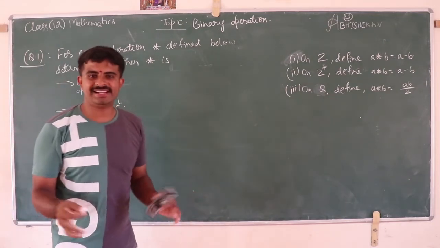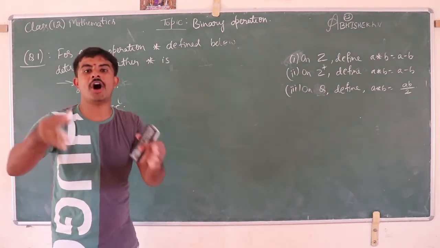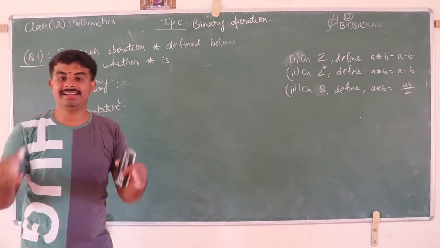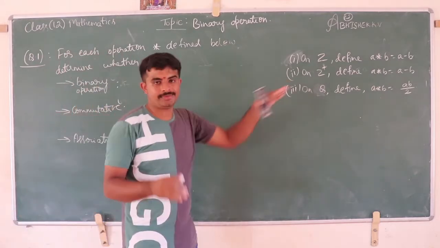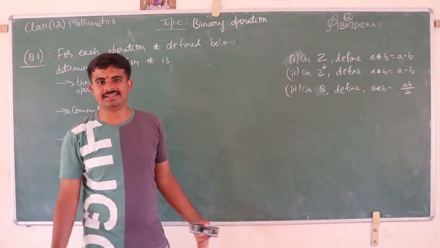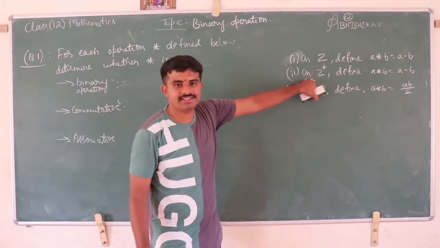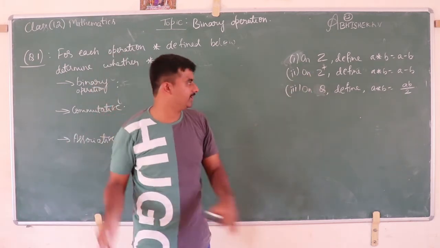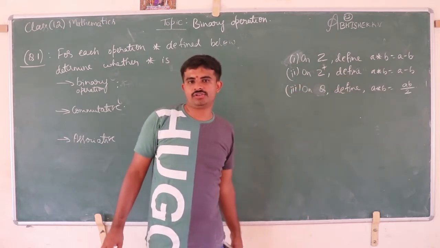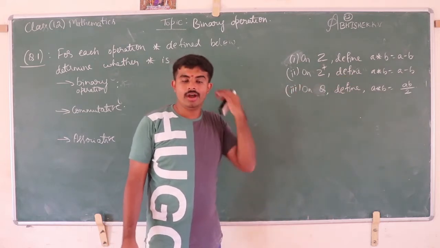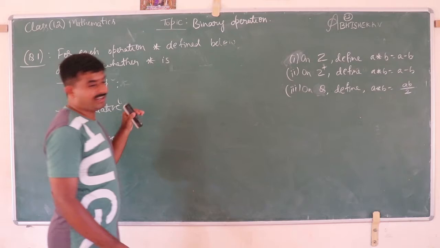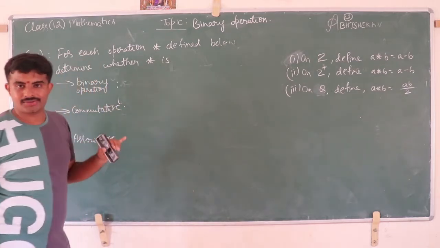On Z plus. Z plus is what? Set of all positive integers, or set of all non-negative integers. A star B is equal to A minus B. We need to verify whether it is binary operation, commutative and associative.